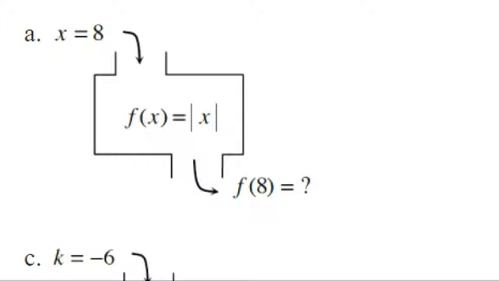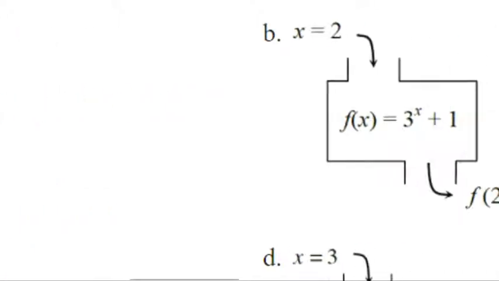8 is going into this function. So when 8 is input into this function, this value picks up an 8. So it looks like this, the absolute value of 8. Well, the absolute value of 8 is 8, right? So f of 8 is the number 8. When I put 8 in, I get 8 out. That's A.